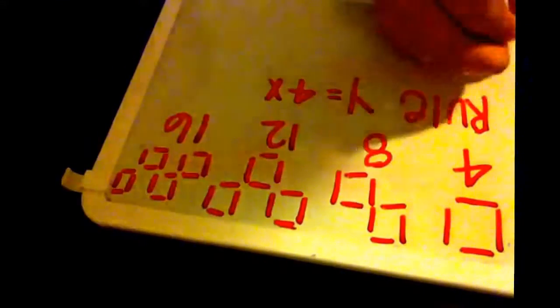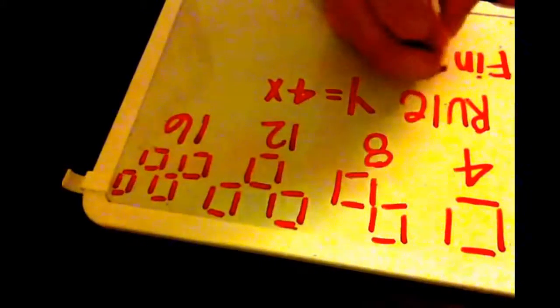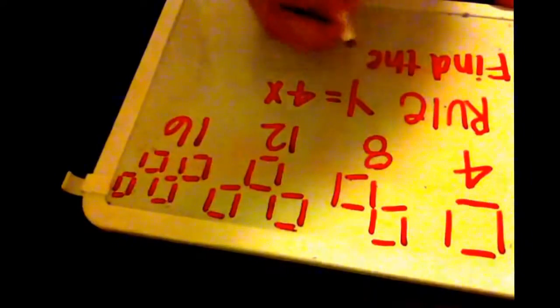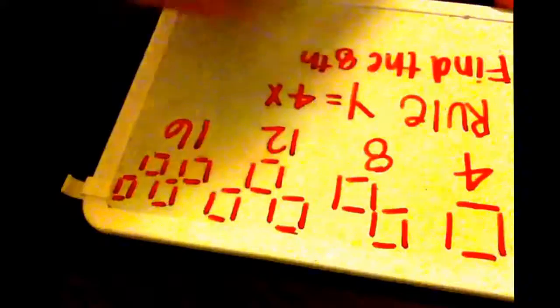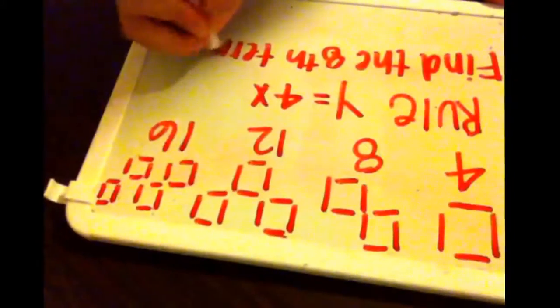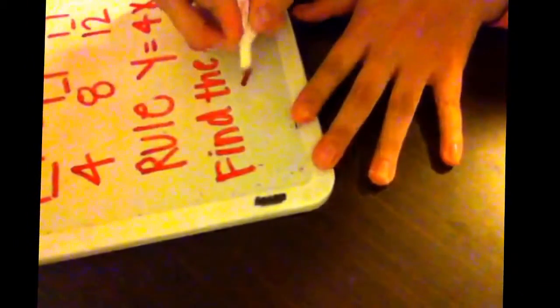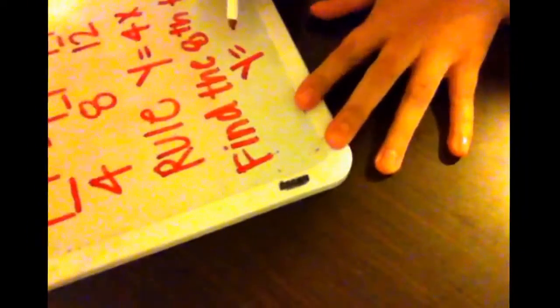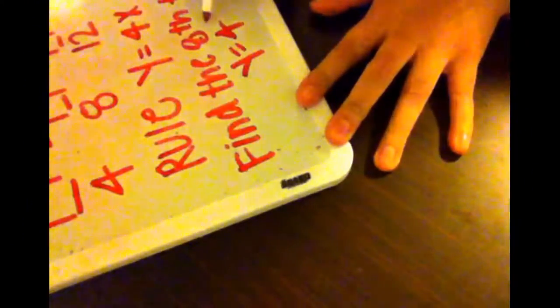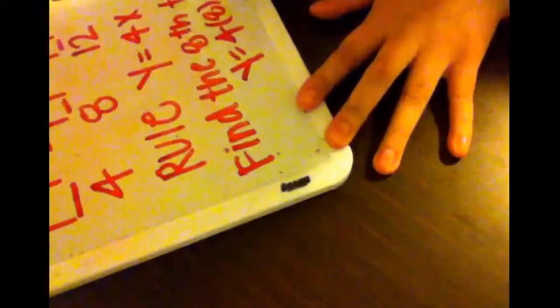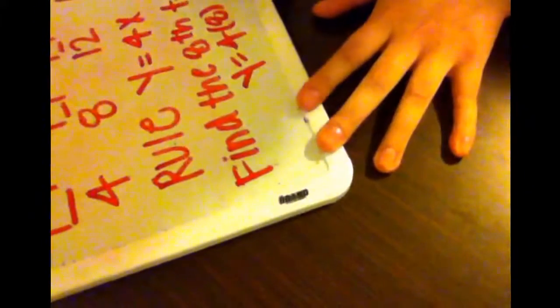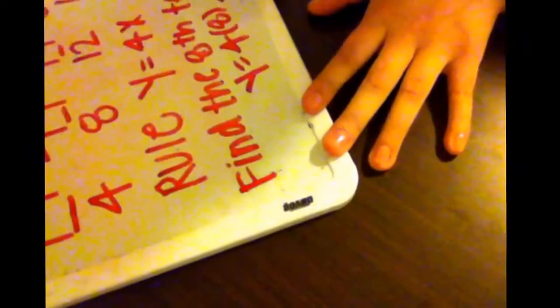So let's see if we can find the 8th term without drawing out all our stick models. All we would do is we would have y equals 4, and where the x is, we'll put our 8. So y equals 4 times 8, and that is 32.